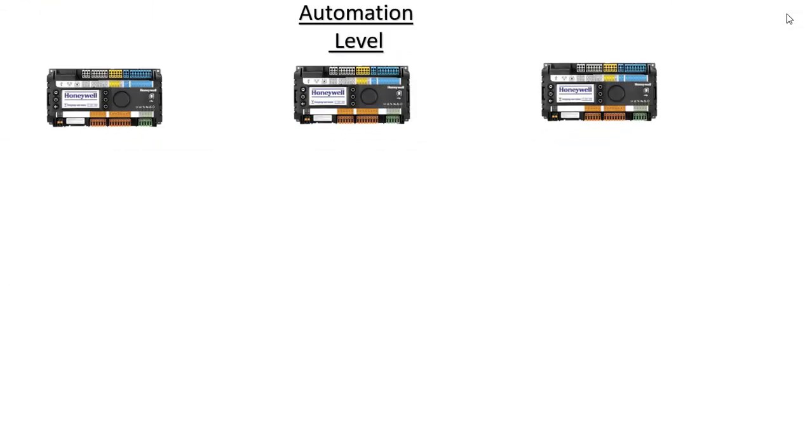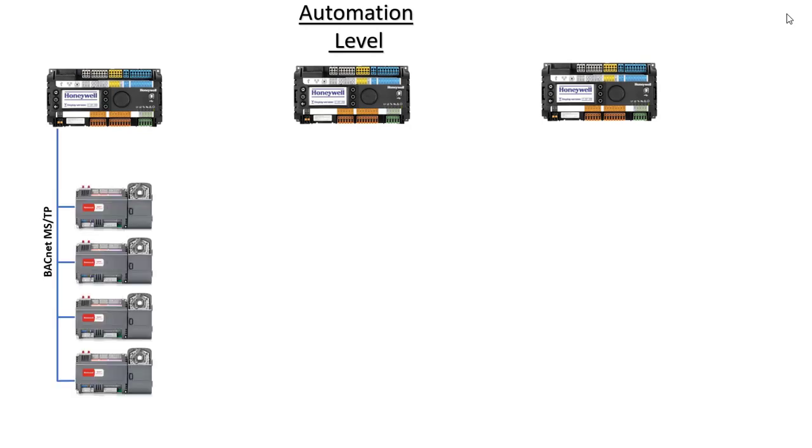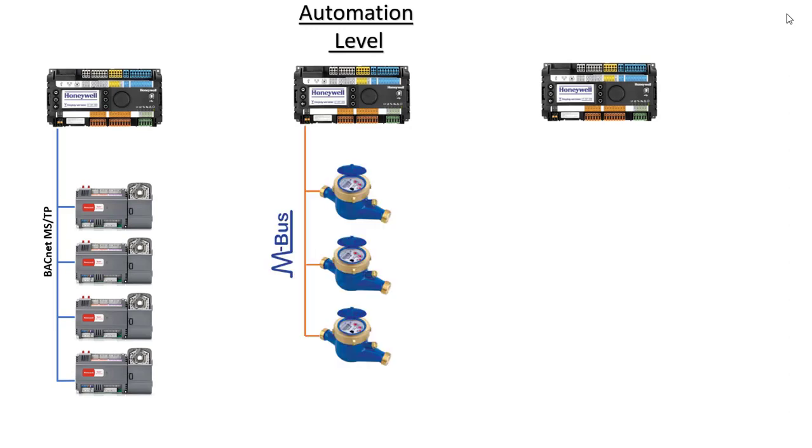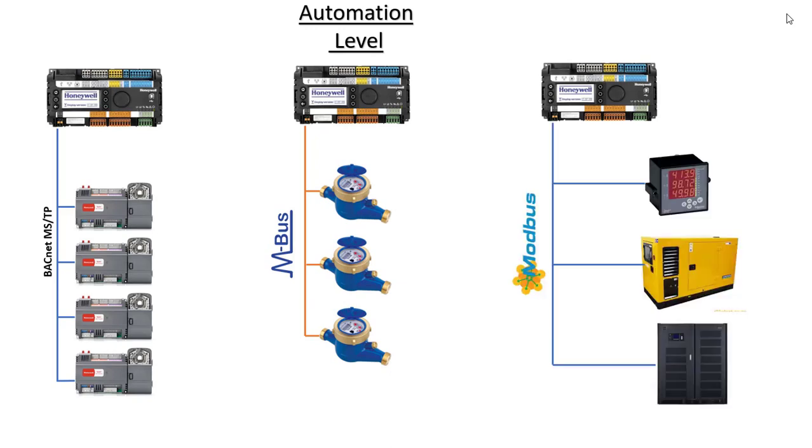In this architecture, BACnet MSTP controllers are also used to control FCUs or VAVs. These controllers are connected in a loop and can be connected directly to the XLWeb2, or we can use a separate router to connect them to BACnet IP. Water or energy meters can also be connected to this controller through M-Bus. Also electric meters or relays, generators or UPS can be connected to this XLWeb2 controller through Modbus.